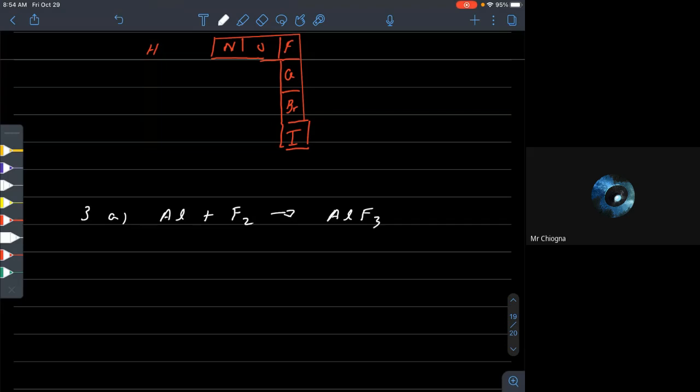Before we start, what type of reaction is this? Yeah, 2 elements coming together to form one compound on the right. Synthesis.